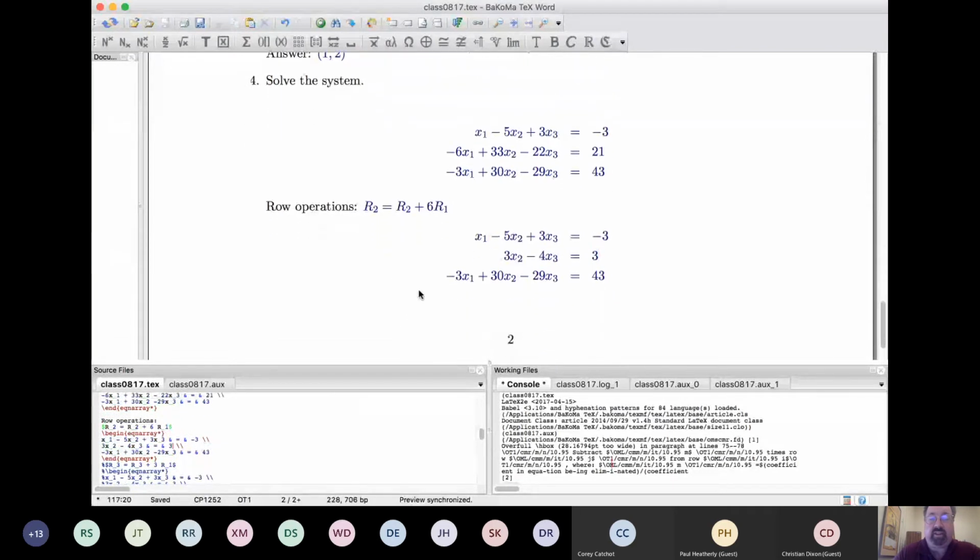Okay. So now we want to continue, and we want to get rid of this. So what do I need to multiply this row by to get rid of that? What multiplier should I use? Anyone? Three. Yeah, so we're going to add three times the first row to the third row.